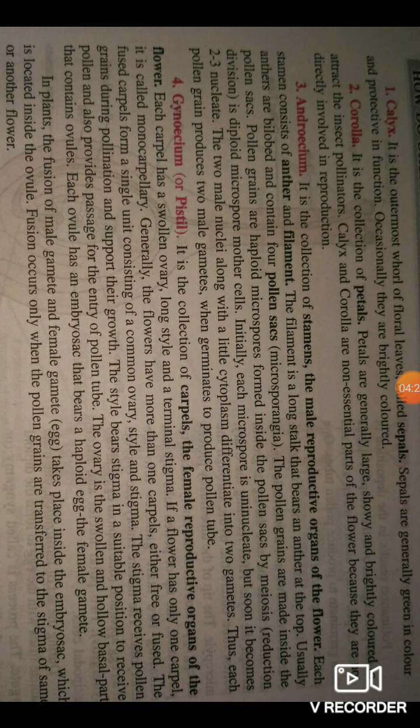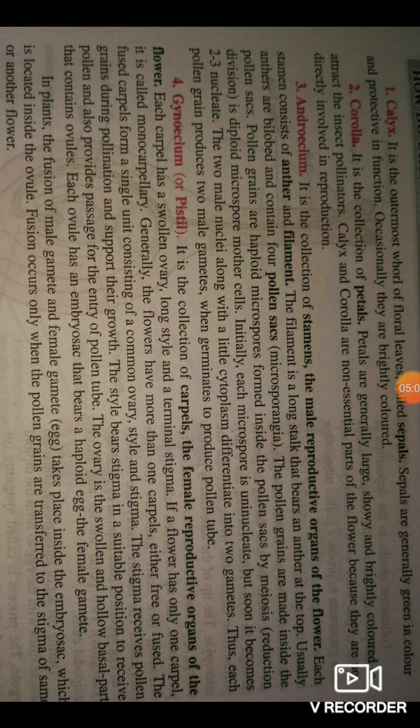Fourth, gynoecium, you know pistil or carpel. It is the collection of carpels. Gynoecium is the female reproductive organ of the flower. Each carpel has a swollen ovary, a long style, and a terminal stigma. If a flower has only one carpel, it is called monocarpellary. Generally flowers have more than one carpel, either free or fused. The fused carpels form a single unit consisting of a common ovary, style and stigma.